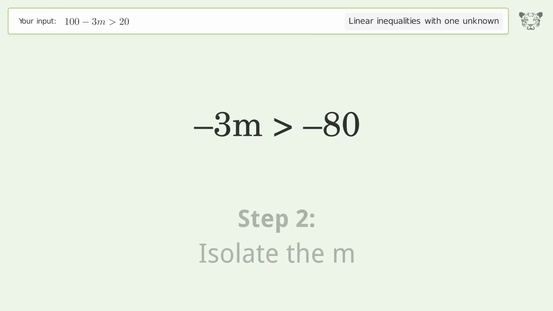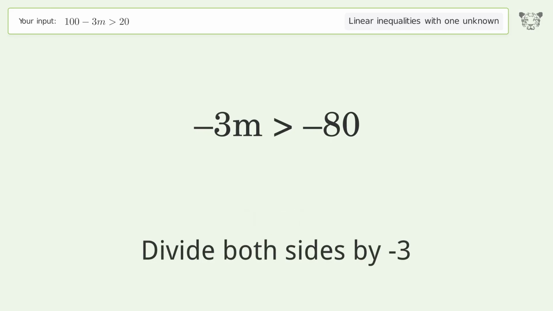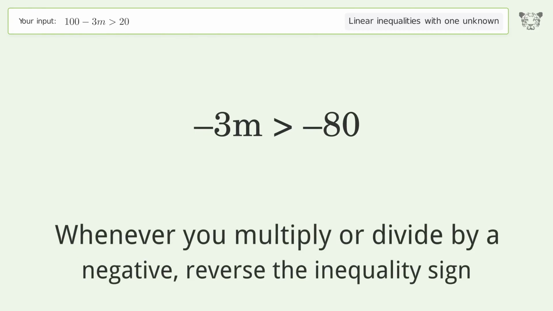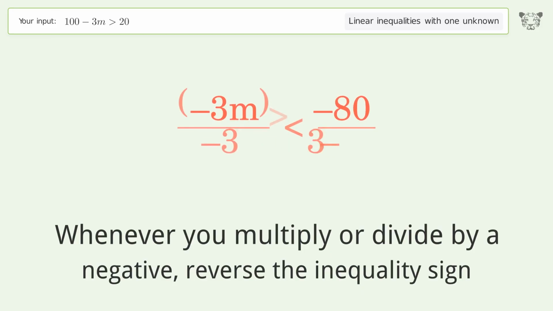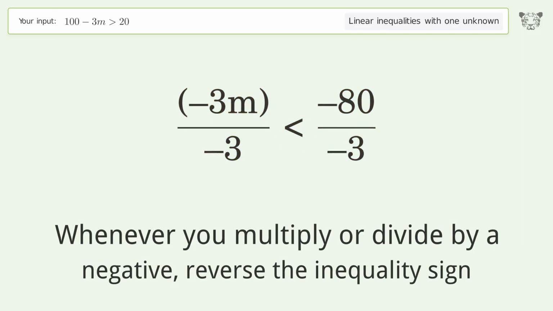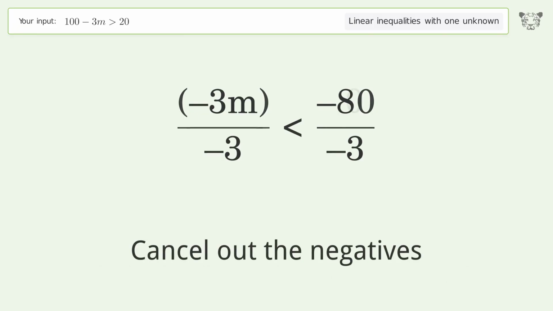Isolate the m. Divide both sides by -3. Whenever you multiply or divide by a negative, reverse the inequality sign. Cancel out the negatives.